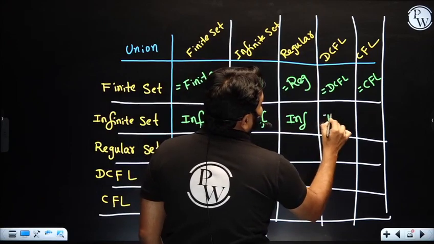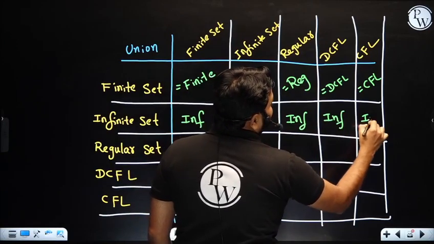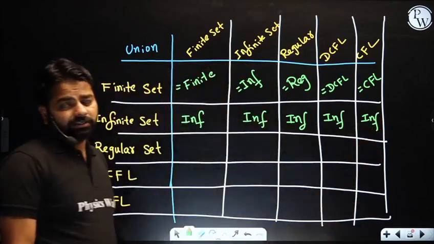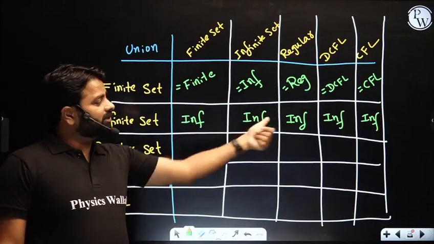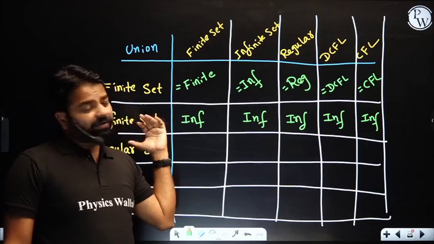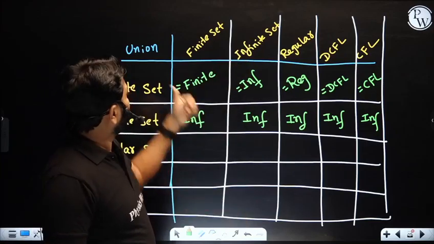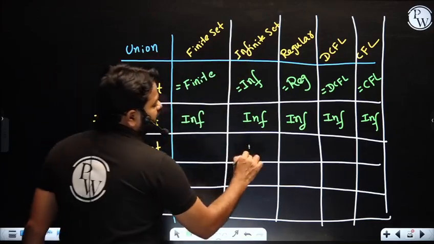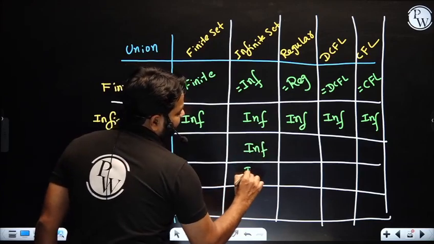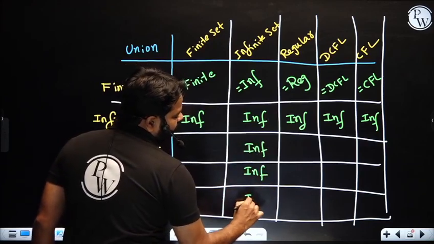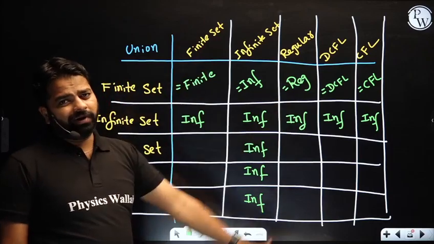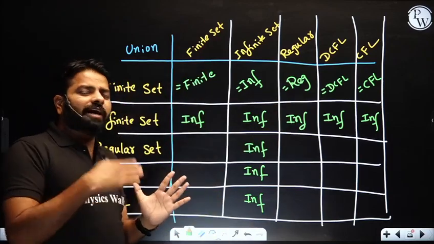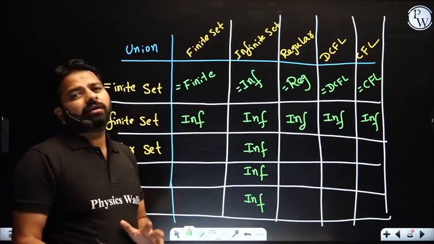So this is a very interesting row. Everything you see is infinite because one of the operands is infinite. The result is always infinite in this row, and even in this column, because the other operand is infinite, so you may answer infinite without any doubt. Okay, this is a very simple column and row. As one of the operands is infinite, infinite union any language is definitely infinite.